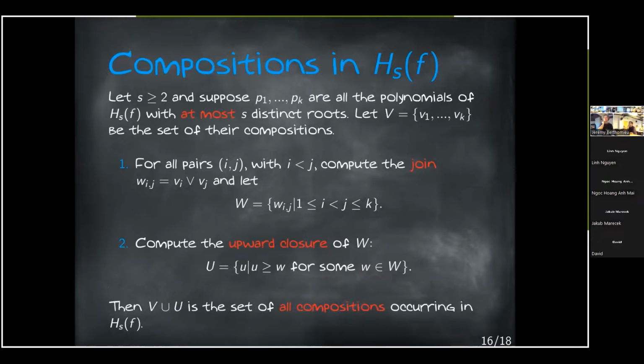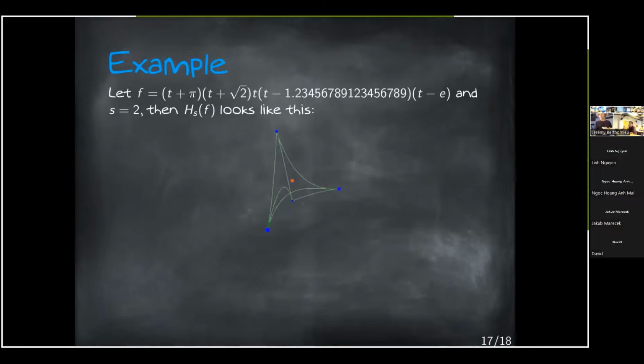So let's just go through this with our previous example. We had this picture. We let S be equal to 2. And we have 4 external points with compositions (4,1), (2,2), (3,1), and (1,4). And then first we compute the joins of all of those pairs.